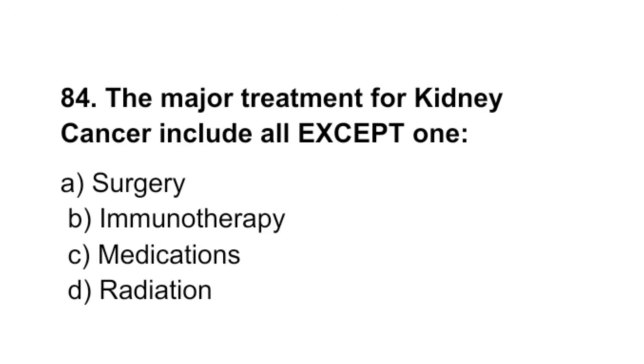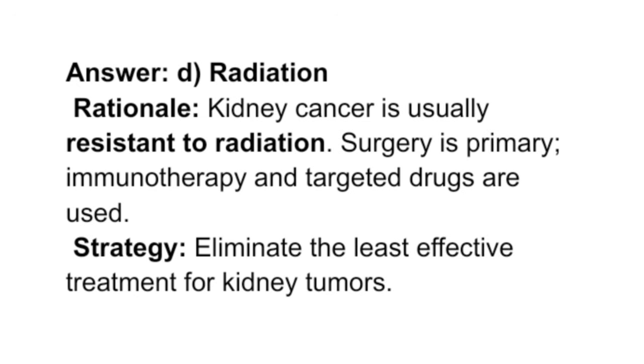84. The major treatments for kidney cancer include all except one. A. Surgery. B. Immunotherapy. C. Medications. D. Radiation. Answer: D. Radiation. Rationale: kidney cancer is usually resistant to radiation. Surgery is primary, immunotherapy and targeted drugs are used. Strategy: eliminate the least effective treatment for kidney tumors.